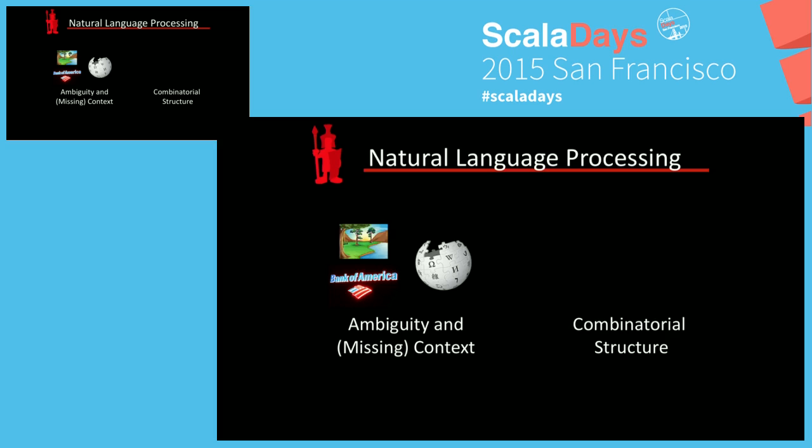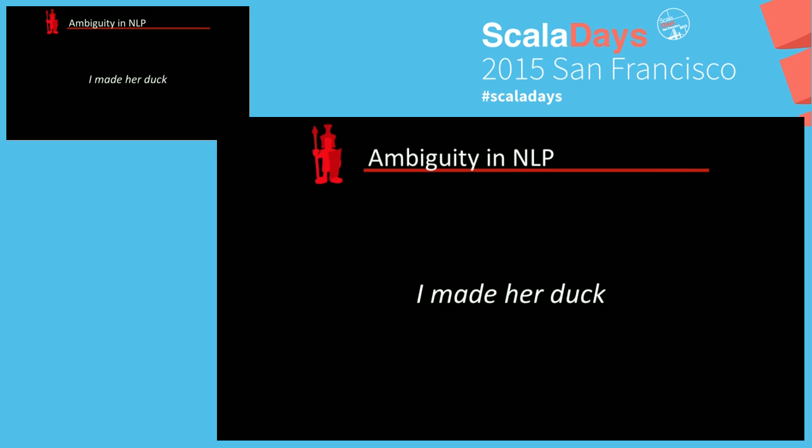The other problem is combinatorial structure. Many of the structures we want to predict in natural language processing are exponentially many based on the input. For parsing, there's order of n to the n of them. So you have to be careful with your algorithms to make sure that you don't do something naive like enumerate over all full parses. Let's talk a little bit more about ambiguity.